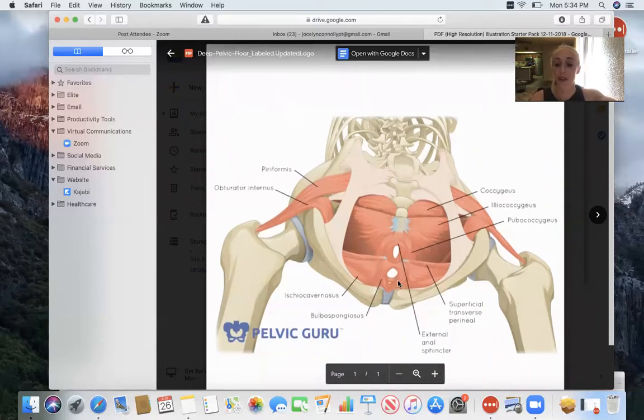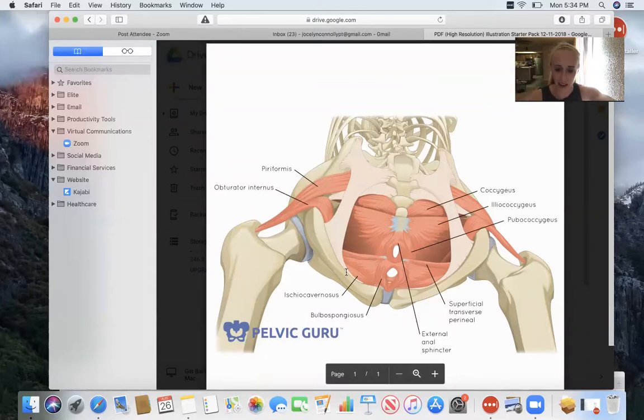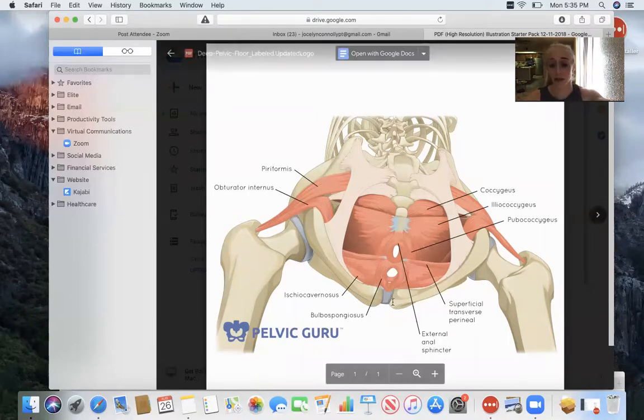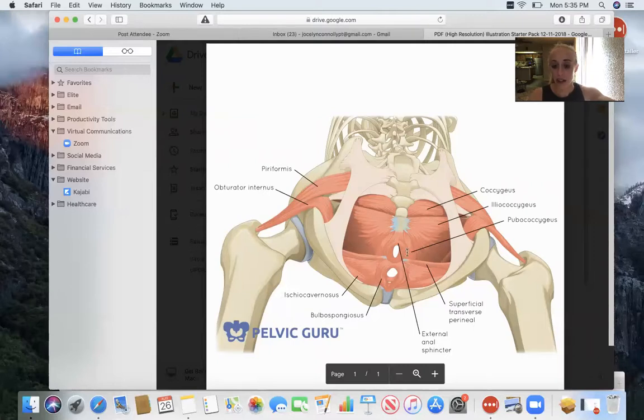Okay, so this would be me looking from the underside if you were standing up. So what you can see here, if this is the pubic bone, this is the ischiocavernosus, this would be your superficial transverse perineum, this would be the bulbospongiosus or cavernosus. It just depends on what resource you're looking at. External anal sphincter.